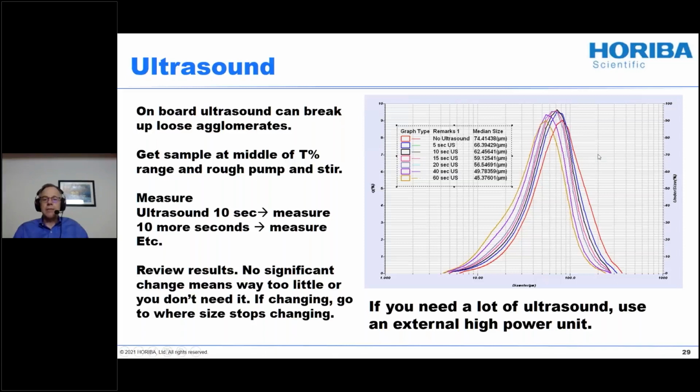So here's a plot of a series of results. Size goes from 74 to 66 to 62 to 59 to 56. This happens disturbingly often. You'll find out that as you keep adding ultrasound, your size just keeps going down. And this is because at the same time you're breaking up loose agglomerates, you may also be breaking up your primary particles, and trying to find a compromise on that can be tricky.